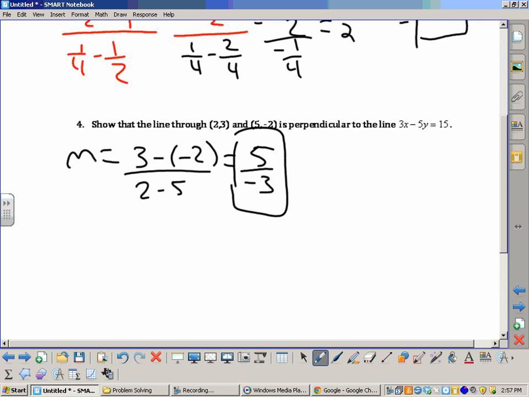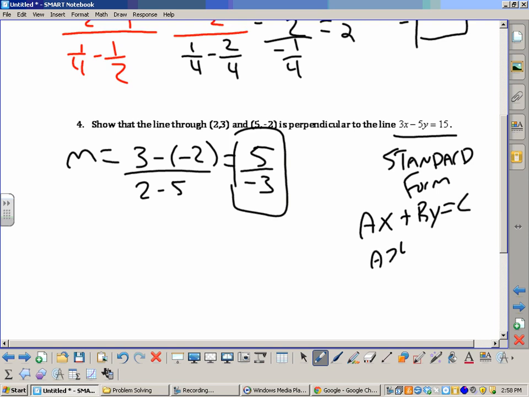So the slope is -5/3. Show that the line through those 2 points is perpendicular to 3x minus 5y equals 15. So this is standard form, which we're going to get to in the next question. And standard form is ax plus by equals c, where a is greater than 0, and a, b, and c are all integers. Okay, so let's find the slope of 3x minus 5y equals 15.